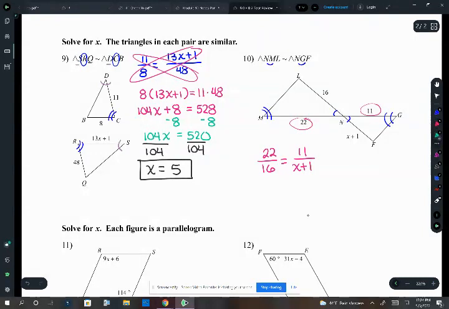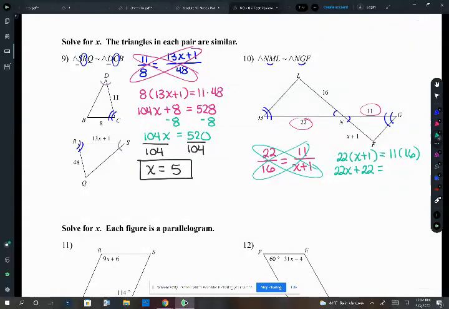And again, we're just going to do cross product. So we have 22 times x plus 1 is equal to 11 times 16. So 22 times x is 22x. 22 times 1 is 22. 11 times 16 is going to give us 176.